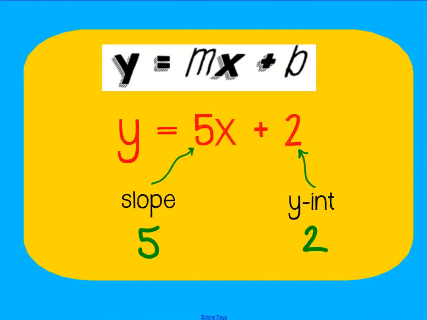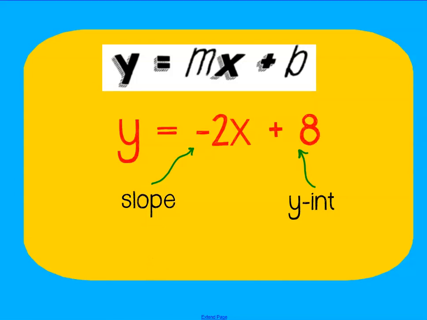All right, let's take a look at an example here. In my red sentence, y equals 5x plus 2, you'll notice that the letters m and b have been erased and replaced with values. The value of 5 is the coefficient of x, therefore the slope is 5. The constant, or the number at the end of the sentence, is the y-intercept. So this linear graph has a slope of 5, or 5 over 1, and a y-intercept of 2. Let's take a look at some others.